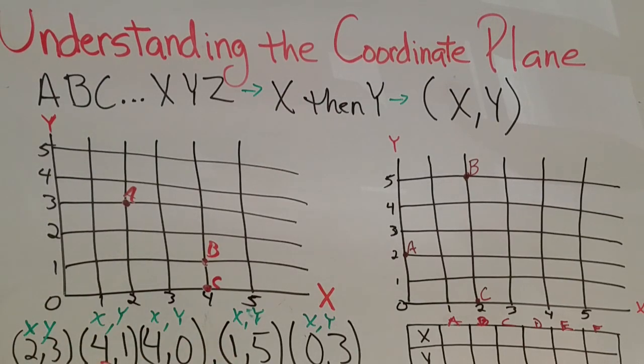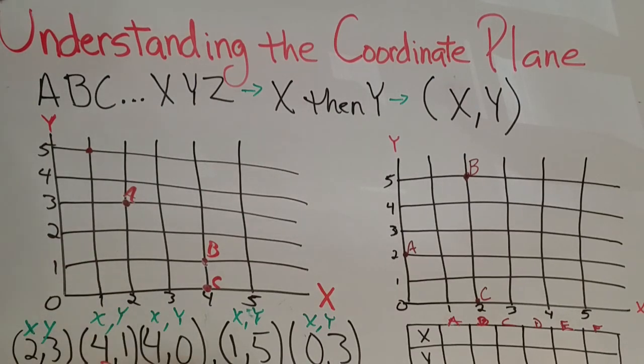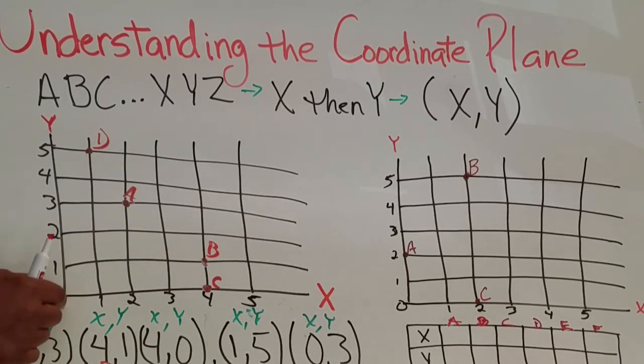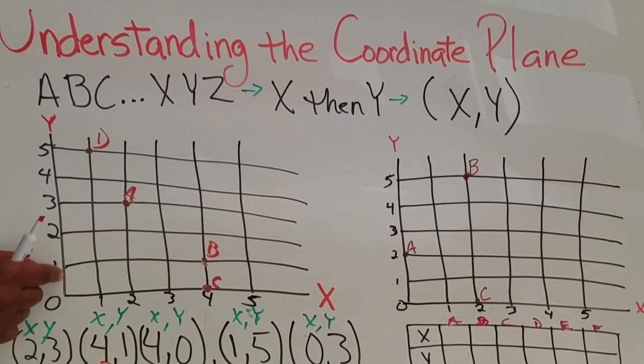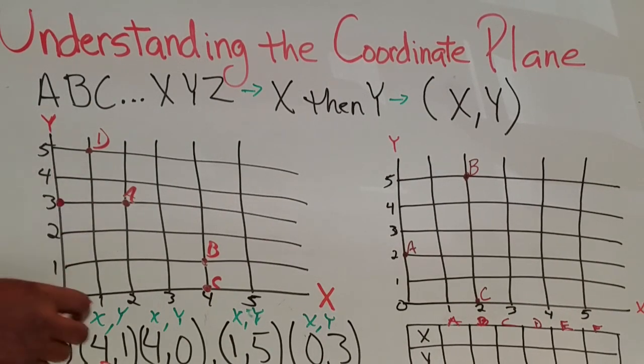1, 5. Go over 1. Go up 5. We'll call that D. And the last one is 0, 3. There's a 0 again. Please don't get caught up by that. We go X. Start with X. Go over nothing. How do you go over nothing? That means you stay right there where 0 is. And then Y. That means you don't go over any. You stay at 0, and then go up 3: 1, 2, 3. We'll call that E.